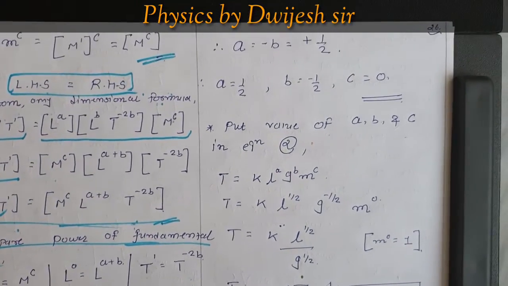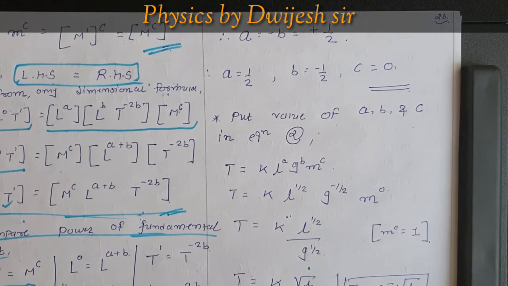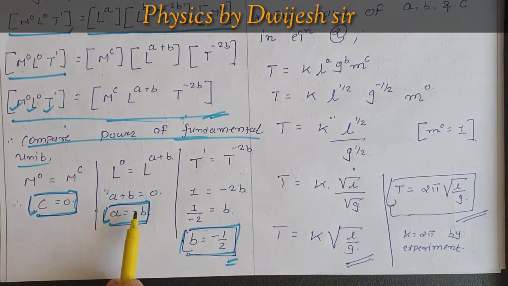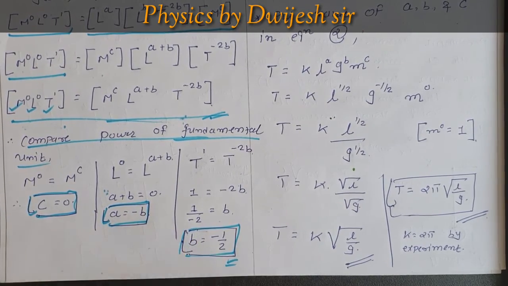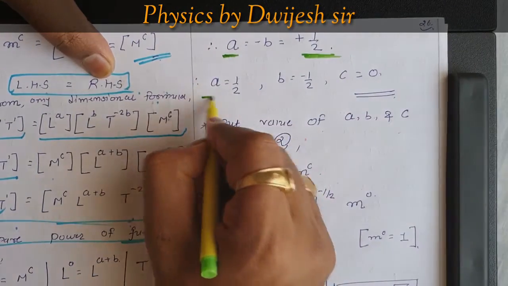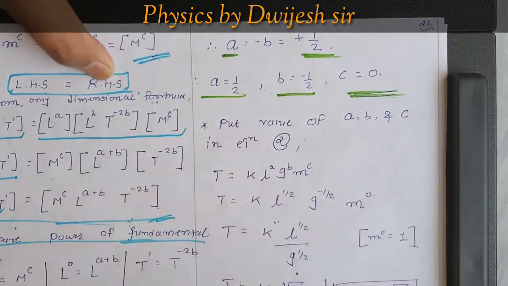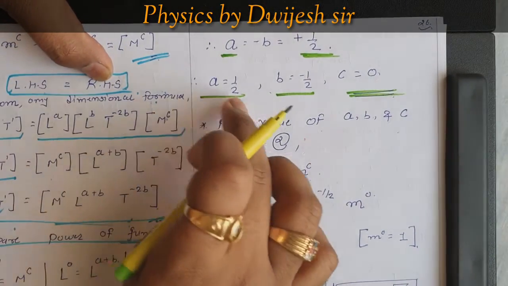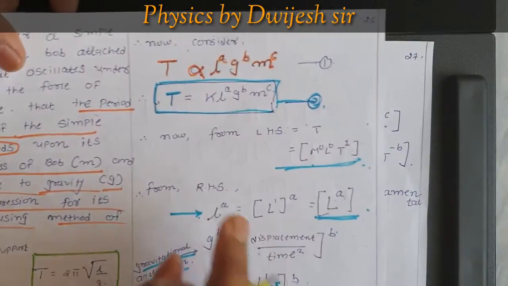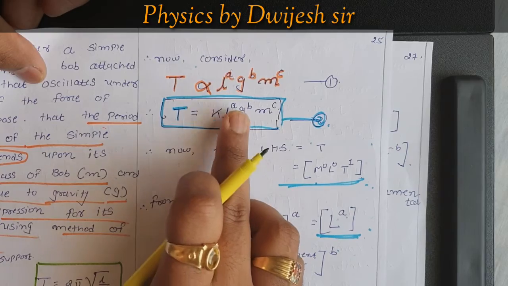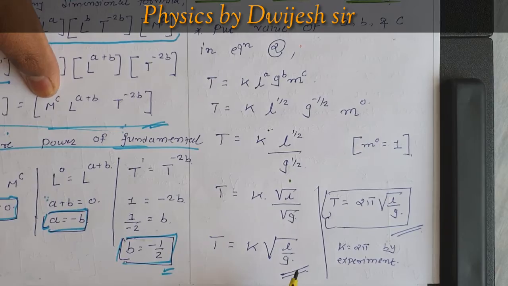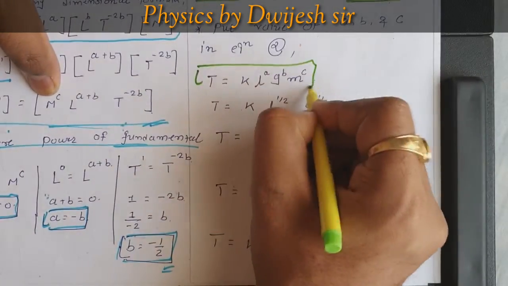Now from this equation we have to find the values. Put the value of b in equation 2, so a equals plus 1 by 2. So a equals plus 1 by 2, b equals minus 1 by 2, and c equals 0. Now we put all three values of a, b, c into equation number 2. Our equation number 2 is t equals k l to the power of a, g to the power of b, and m to the power of c.